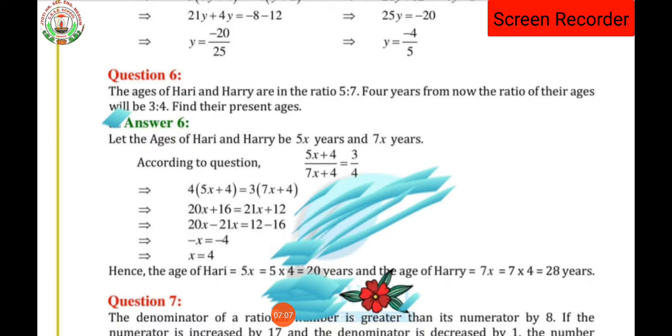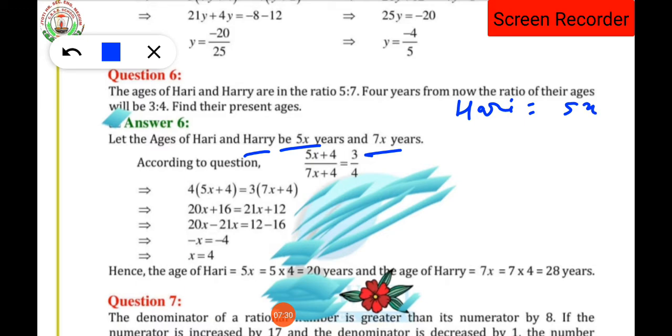the ratio 5:7. Four years from now the ratio of their ages will be 3:4. Find the present ages. So dear students, as we did, let Hari's age be 5x and Harry's age be 7x. That means Hari's age we consider as 5x and Harry's age as 7x. Clear? Then 4 years from now the ratio of their ages will be 3:4.